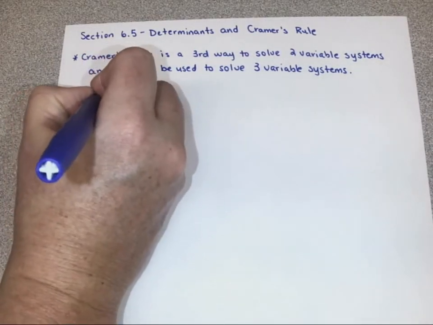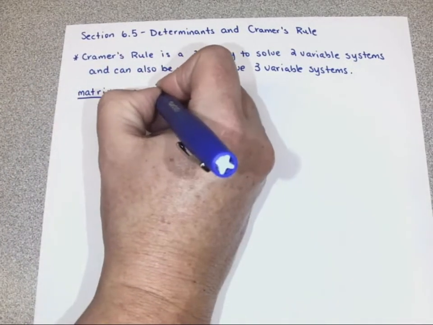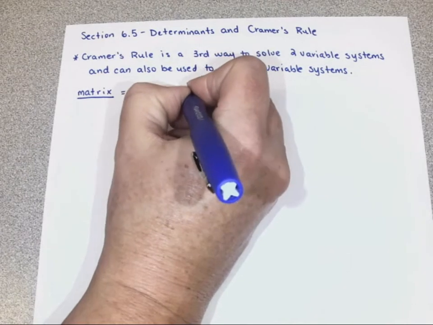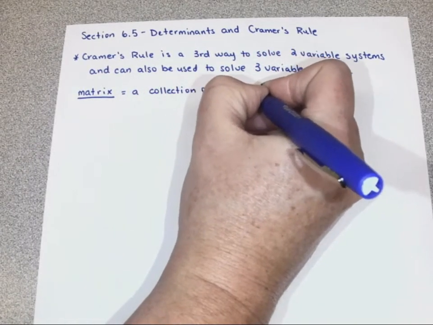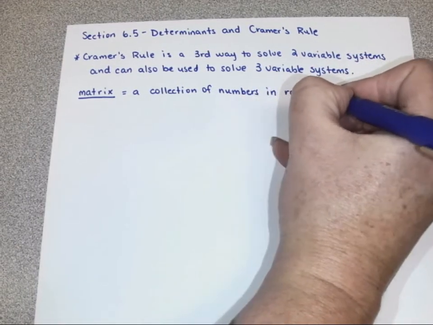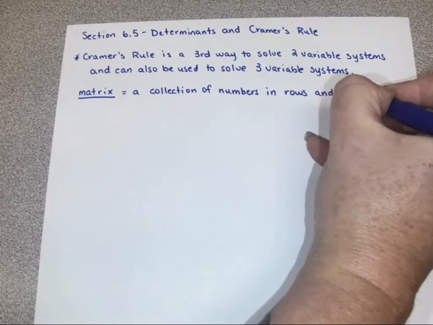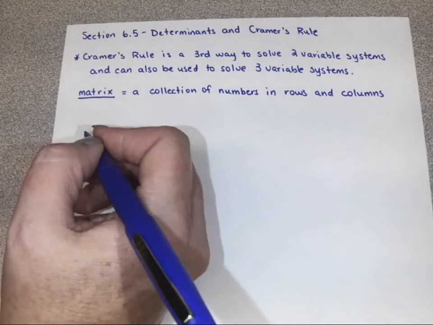So before we talk about what Cramer's rule is, we probably should define what a matrix is. A matrix is simply a collection of numbers in rows and columns. So what Microsoft Office program uses essentially a matrix? Because it gives you numbers, or you can put numbers in rows and columns. What program is that? Excel. Okay, so Excel is just a glorified matrix, basically.